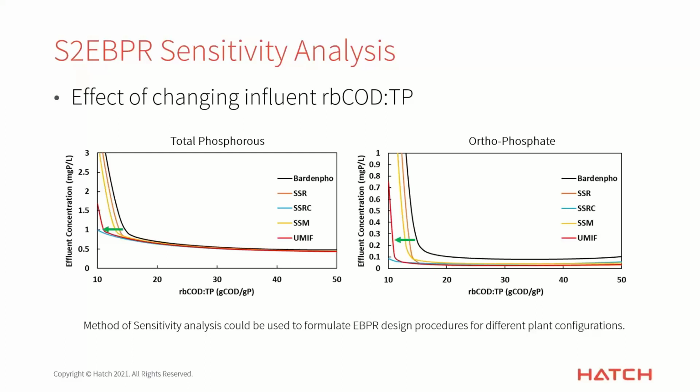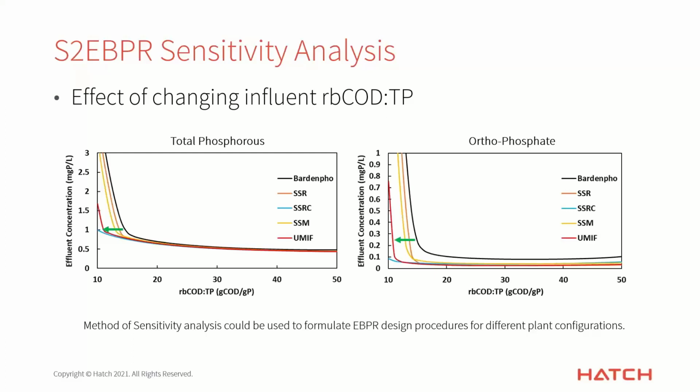So the black line is the Bardenpho process results, and all of the colored lines are the different side stream processes. And you can see that they're all shifted to the left, which basically just shows that any side stream configuration can be viable at a lower influent readily biodegradable COD to total phosphorus ratio. And it's also shifted down a bit. So even at the very high ratios, the side stream processes are actually able to remove a bit more phosphorus than just the Bardenpho process can.